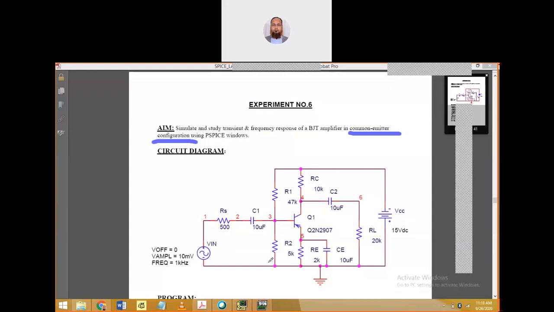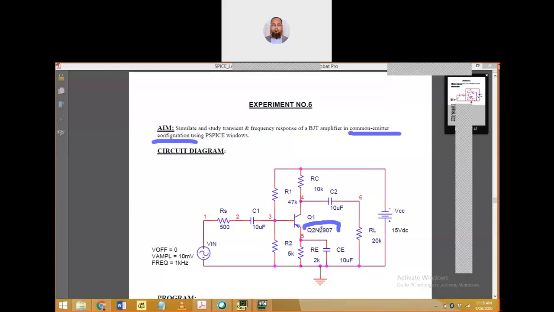The first thing you should notice is that the BJT model number is given here. It is Q2N2907. So the model number is already given in the circuit. This is one thing that is different.